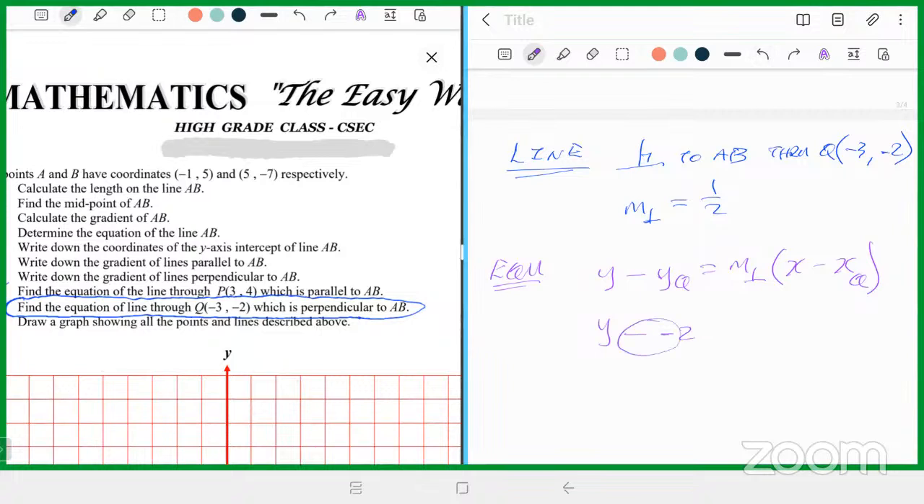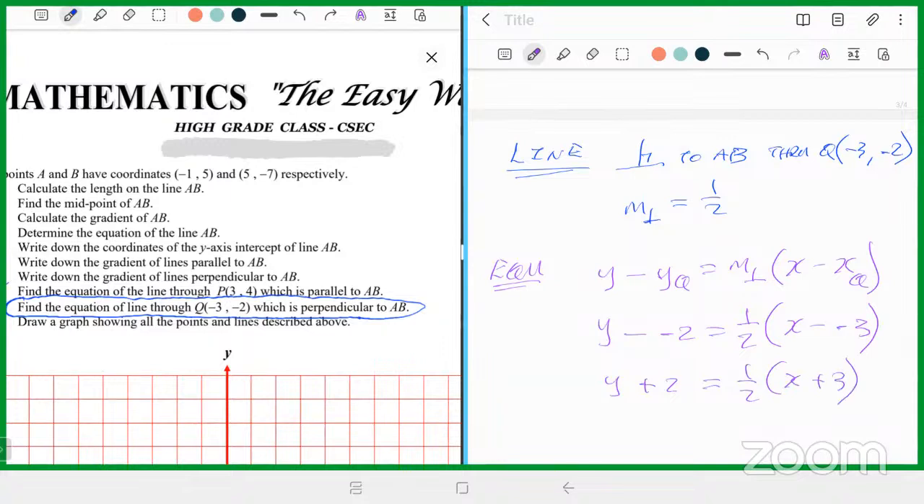So this becomes a plus, equal to the perpendicular gradient, a half, into x minus the x value at the point, which is -3. Another case where we have to care for the negative again, -3. This minus here again is a plus. Let's write another line. It becomes y plus 2 equals a half into x plus 3.